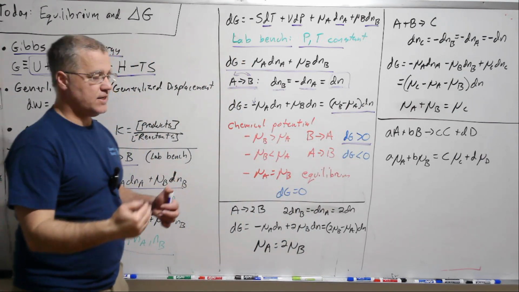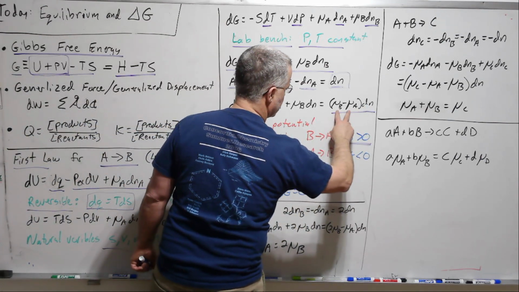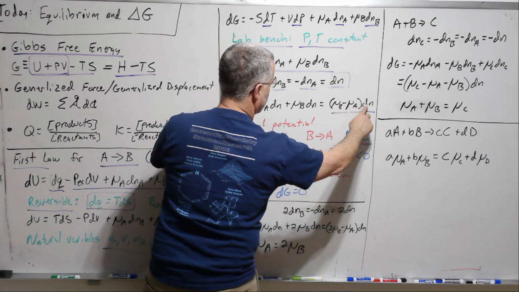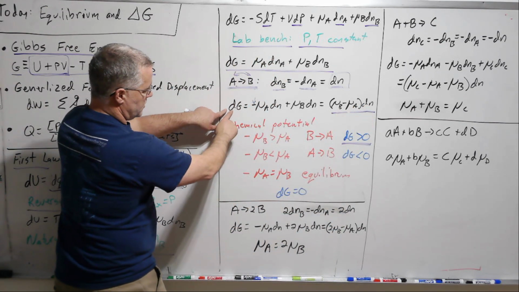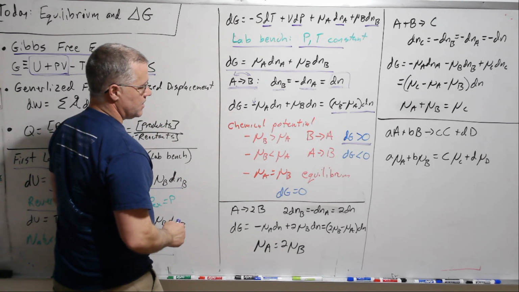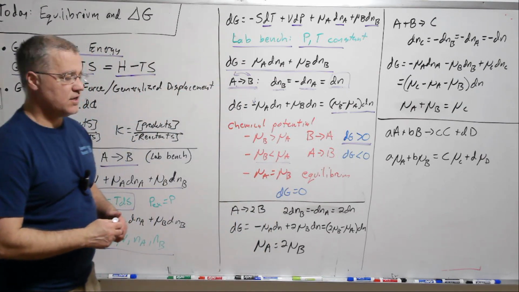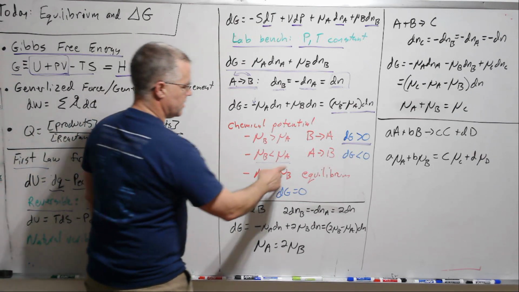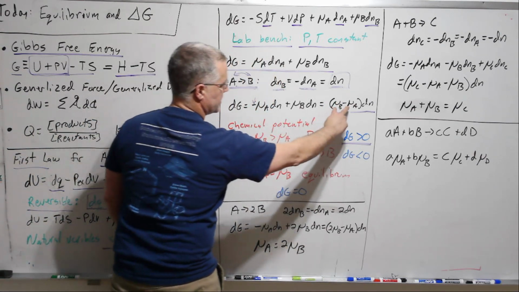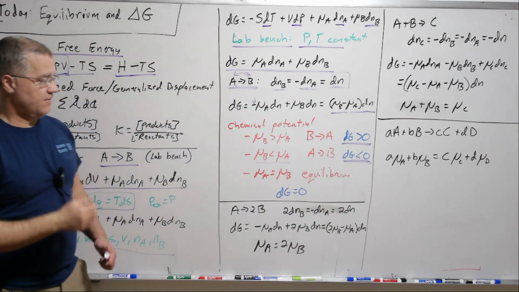We take dN to be positive, and so if this is bigger, then our delta G is greater than 0. Now, the converse: if A is stronger, then A will force more B, and the reaction will go this way. If we look at this, then this is negative, so delta G is negative.